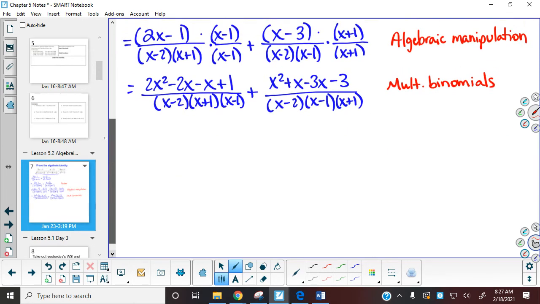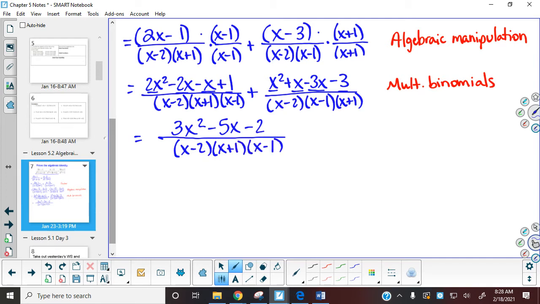Now across the top, we can combine like terms. We're going to make this one big fraction now. We have 2x squared plus x squared, which gives us 3x squared. Then we have negative 2x, negative x, which gives us negative 3x. Another negative 3x takes us to negative 6x, and then the positive 1x will take us to negative 5x. We're just combining like terms. Then 1 and negative 3 will take us to negative 2. The bottom still stays the same, x minus 2, x plus 1, and x minus 1. So what we did at that step is we just combined like terms.